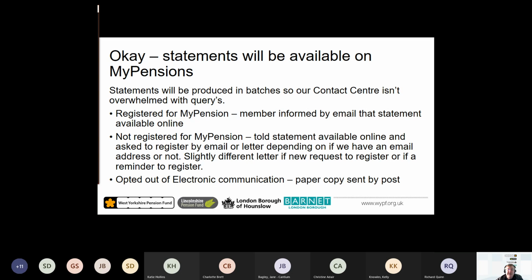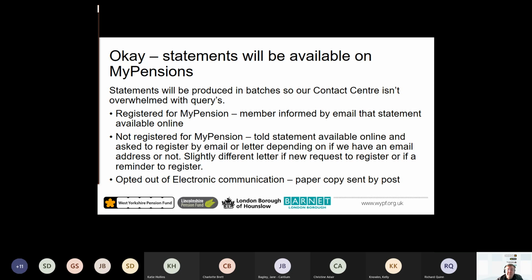We are going to produce the statements in batches, so our contact centre isn't overwhelmed with queries. So not all your members will be notified at the same time, potentially, that their pension statement is available. So if you do have somebody who contacts you to say, I've got my statement, but my friend hasn't, or vice versa, it may be because of the batched nature that we're doing it. So members who are registered for My Pension will be informed by an email that the statement is available online. They can log on to My Pension and see this year's pension statement and any previous statements that have been produced.